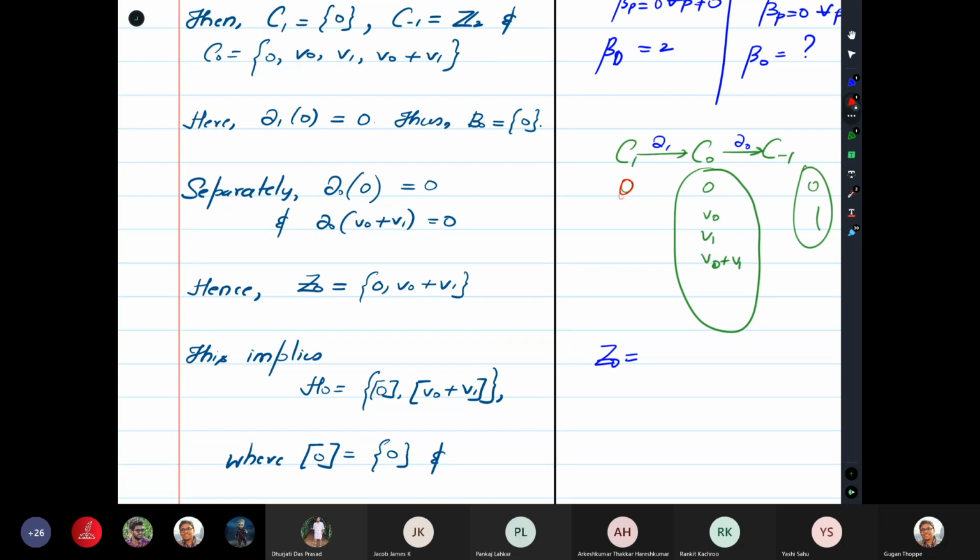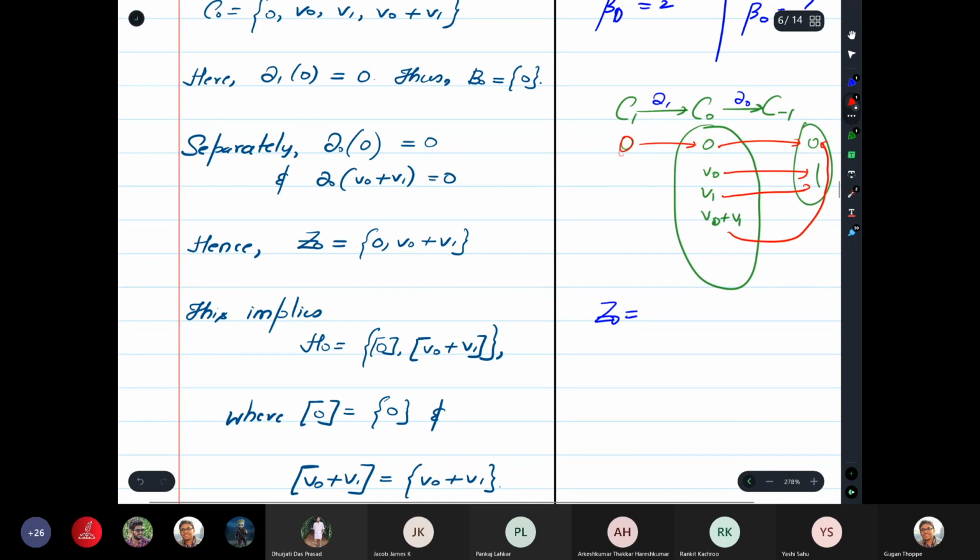0. Very good. And what about DABA 0? Where will the different elements get mapped to under DABA 0? How about 0? 0 will get mapped to 0. Very good. What about V0? V0 will map to 1. Very good. What about V1? Again 1. And what about V0 plus V1? It will map to 0. Very good. Okay, so this is the story.